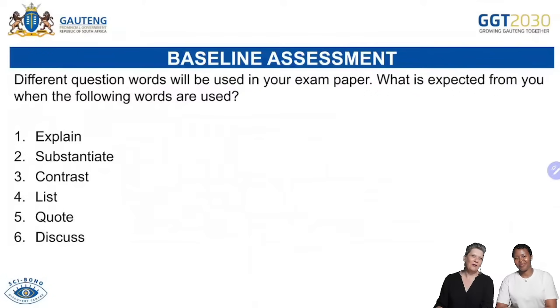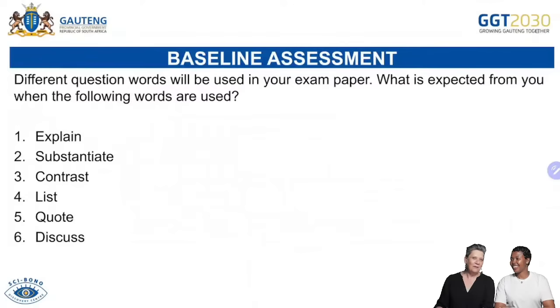So let's just check if you can remember all the question words that might pop up in your question paper tomorrow morning. So on your screen, you will see a list of words. And these are obviously question words that are often used, not only in your paper one, but across the papers. Exactly. So let's quickly test your knowledge. I'll give you a minute to quickly figure out what each of these words means when it appears in a question. So we've got explain, substantiate, contrast, list, quote, and discuss.